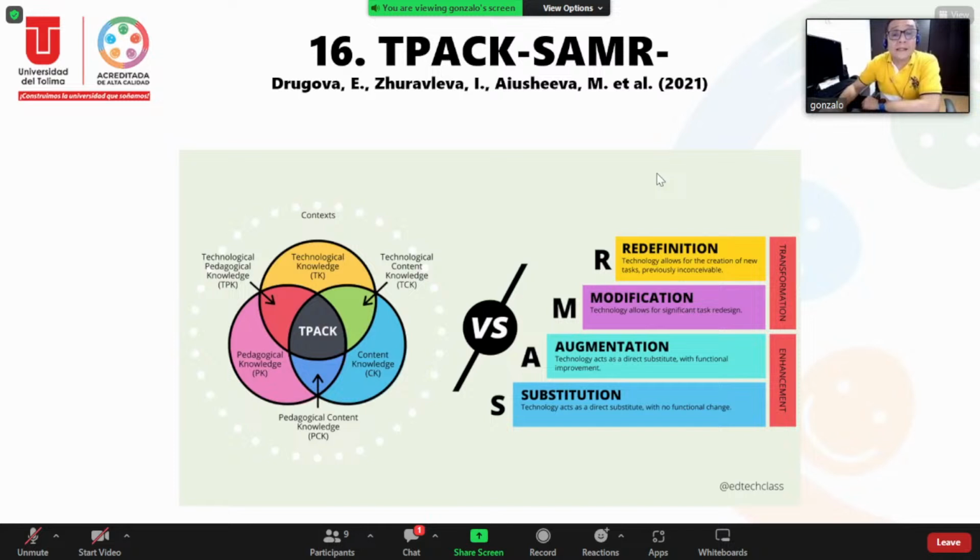This is a model that combines the TPAC model that I already explained and the SAM model. SAM stands for substitution, augmentation, modification, and redefinition. Basically, what these authors intend to do is to see how the teachers are able to substitute face-to-face classroom practices into the technology, for example, how to do a debate using an internet gadget or an internet site or tool instead of doing it in the classroom. So how skillful are the teachers in order to change or modify what they do in the classroom into e-learning.